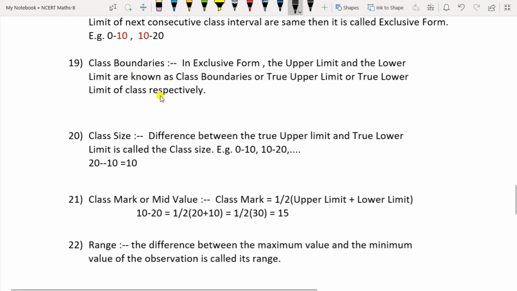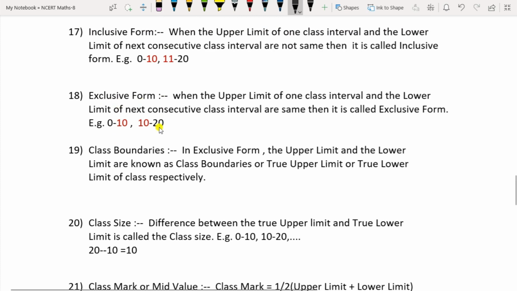Now, class boundaries. If the data is in the exclusive form, such that its upper limit is equal to its lower limit in the next class interval, then the upper limit and the lower limit are known as the class boundaries, or true upper limit and true lower limit. So if the data is grouped data and it is in the exclusive form, then the upper limit and the lower limit are known as the class boundaries. These are also named true upper limit and true lower limit.